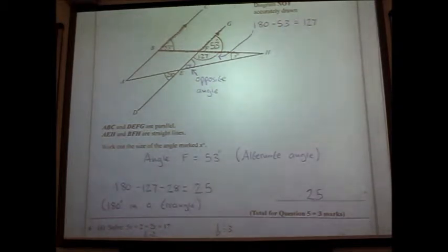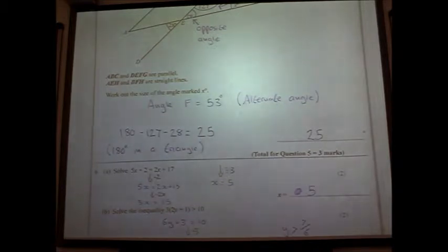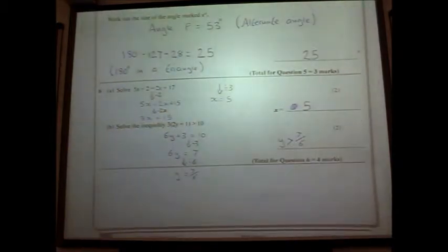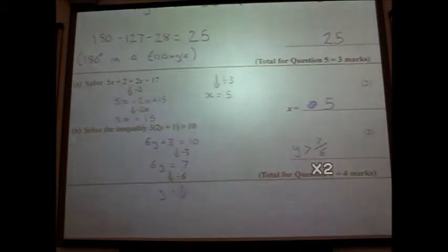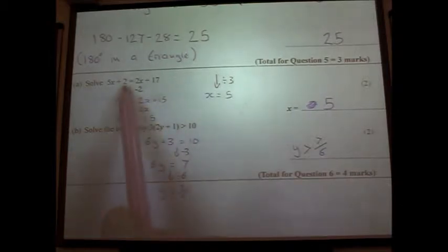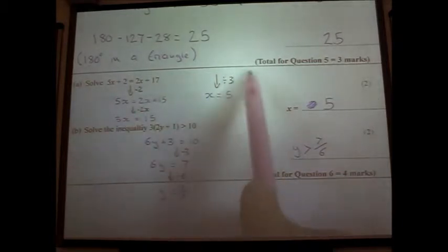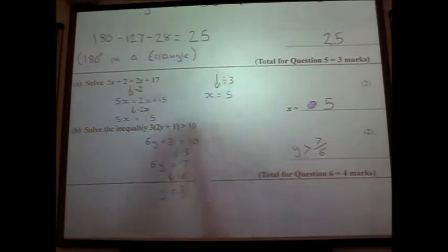Next question, solve this equation with unknowns on both sides. Here we go, I'll talk you through it, but the workings are there. First of all, I've subtracted 2 from both sides because I want to get rid of that number 2 there. So that leaves you with 5x equals 2x add 15. Take 2x off, leaves you with 3x equals 15. And then up here, I've divided both sides by 3 to get x on its own, so x equals 5.